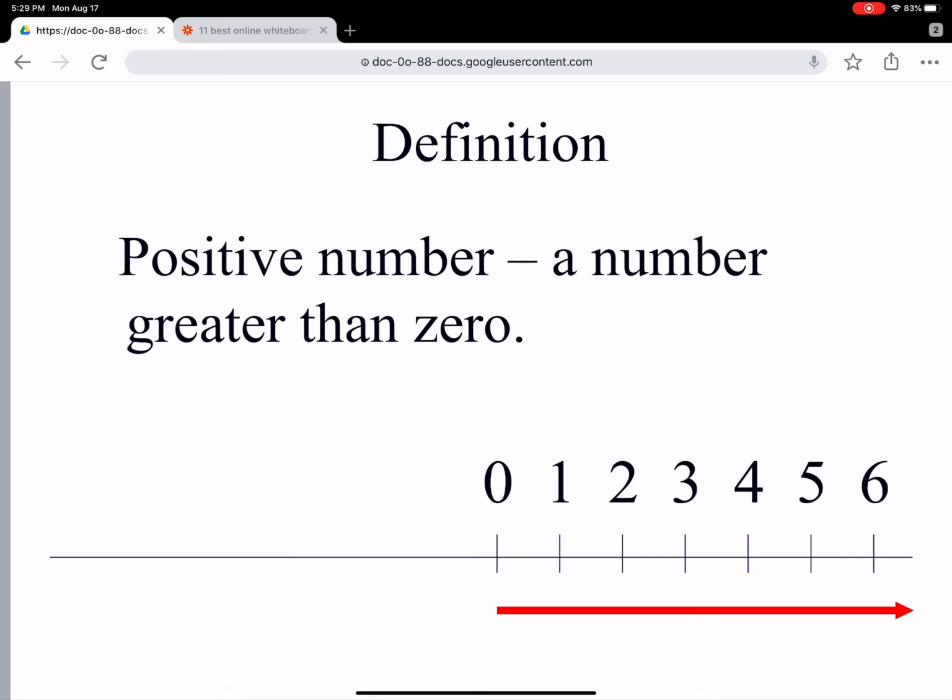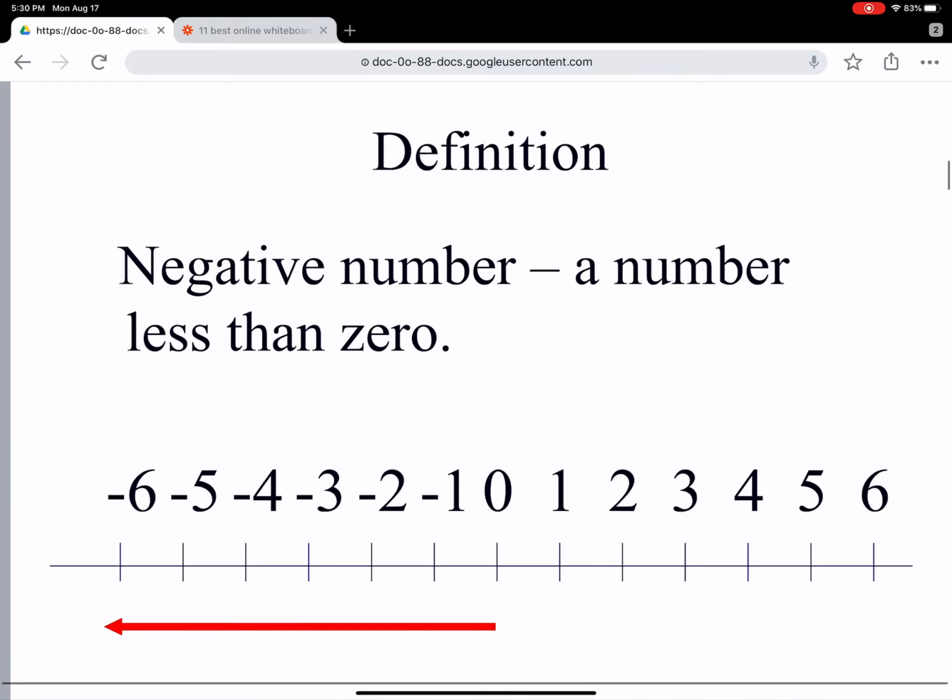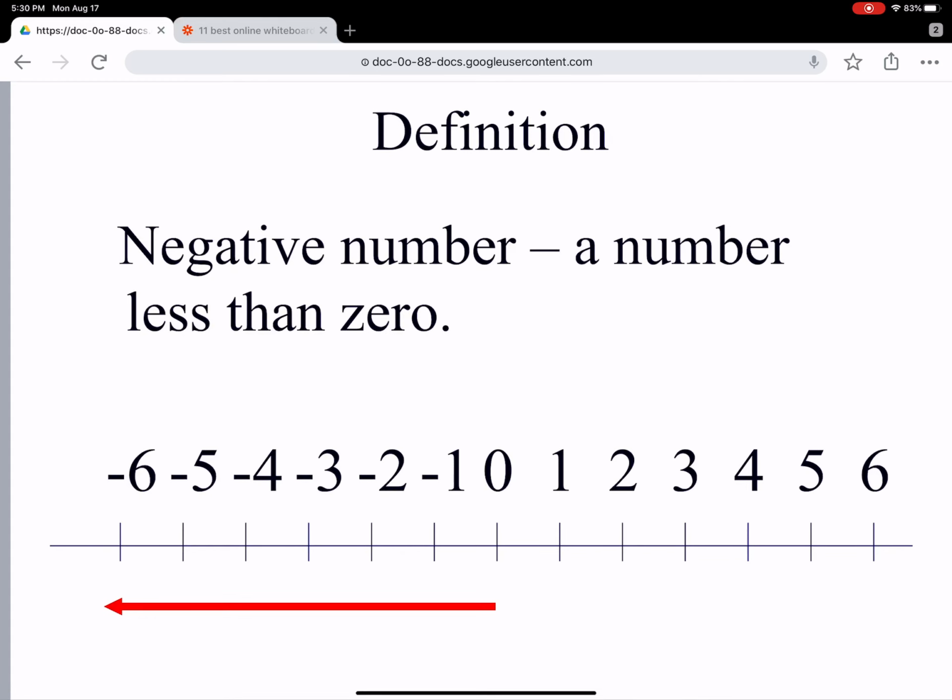So 1, 2, 3, 5,000, 6,000, 8 billion, 1/2, 3/4. These are all positive numbers because they're all greater than 0. A negative number is a number that's less than 0. -1, -2, -15, -37, -7,852, -3/4, -1/2. These are all smaller than 0.